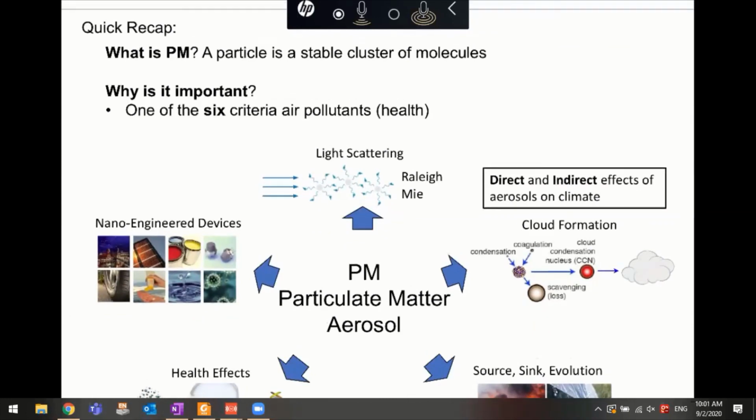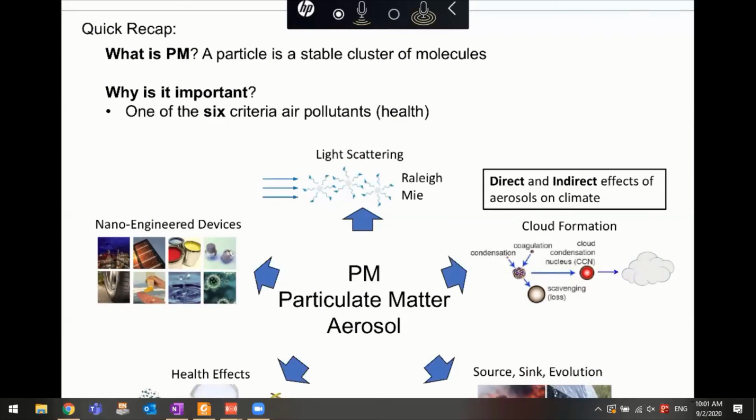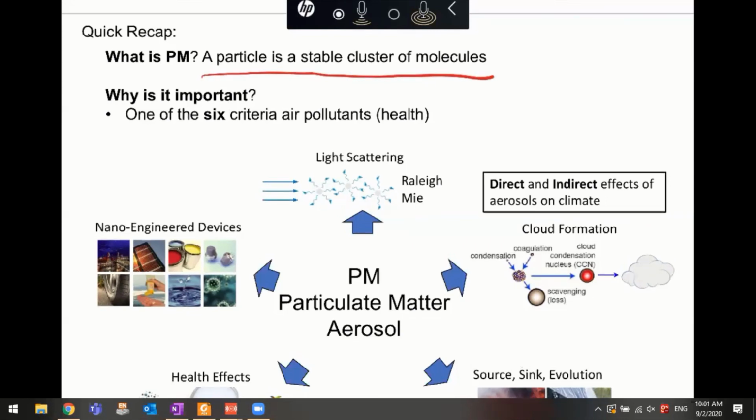If there's one sentence that I want you to memorize from this class, finally, when we reviewed all the contents, I want you guys to memorize one sentence. That's the definition of the particle. Basically, a particle is a stable cluster of molecules. Okay. So this is the one sentence that I want you to memorize.